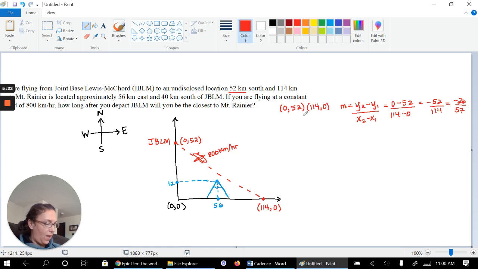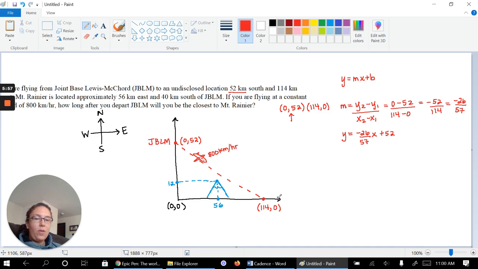And the y-intercept, so remember the equation of a line is y equals mx plus b. Okay, we just found m, we now need to know b. But b is already given to us because b is the y-intercept, which is 0, 52. So I can write the equation of this airplane line, which is y equals negative 26 over 57 x plus 52. So that's the equation of the airplane pathway.